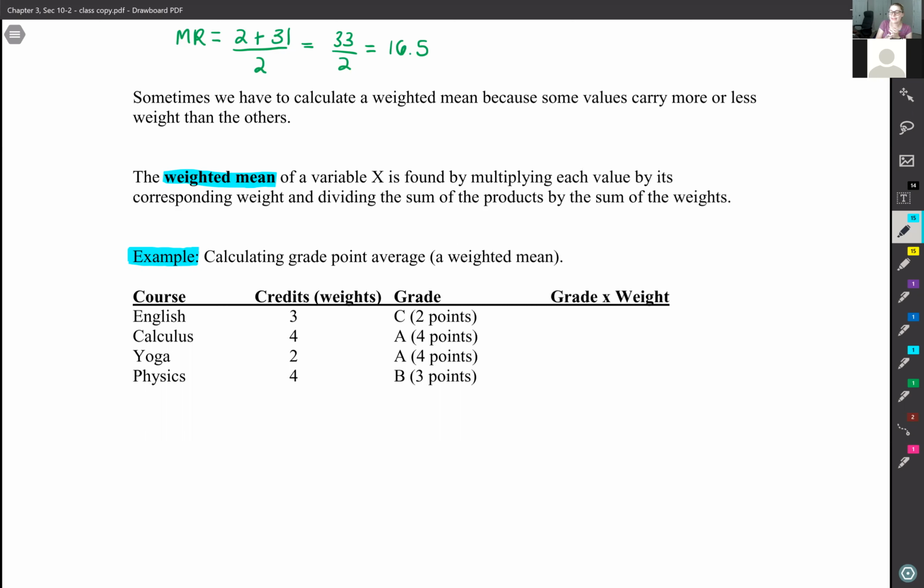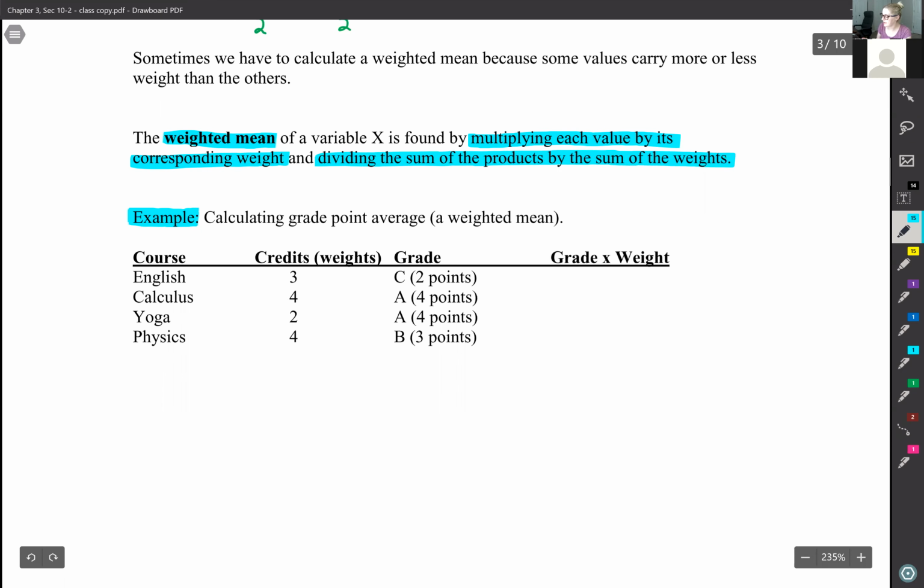So you can't just add up all your grades and then divide by 4, basically. We have to do what's called a weighted mean. And this means that we give the correct courses the right weights. So we calculate the mean by saying, okay, English is worth 3 credits, so let's take that into account. So your grade in English is not going to be worth the same as your grade in calculus because they're worth a different amount of credits. They have a different impact on your GPA. There's a way that we do this, and it's found by multiplying each value by its corresponding weight and then dividing the sum of the products by the sum of the weights.